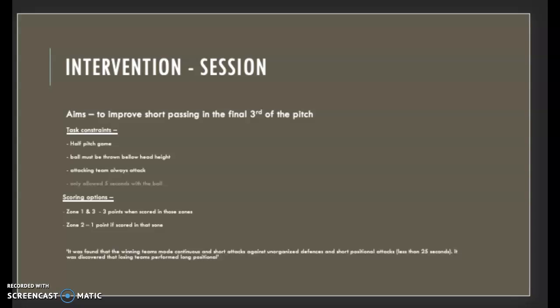I've got the scoring options: zones 1 and 3 get 3 points, and zone 2 is 1 point. This will encourage them to use the width of the pitch more. In the results earlier, they were bunched up in the middle, so I want them to use the width of the pitch more.